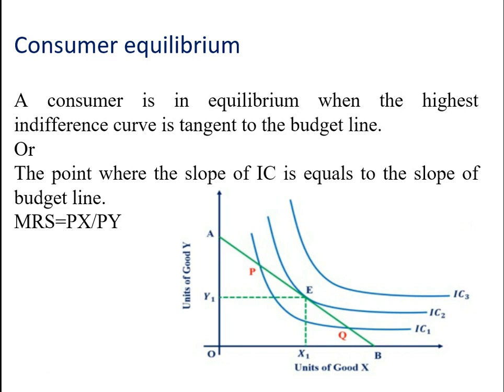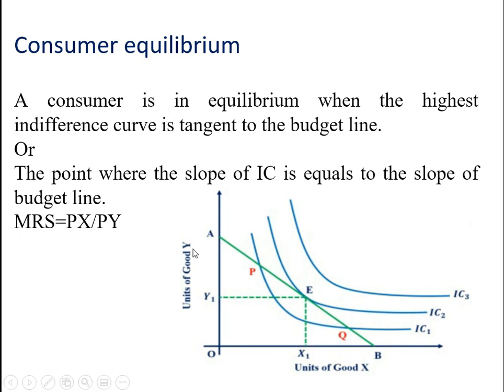So the only option remaining is IC2, where the indifference curve and budget line are tangent to each other. Their slopes are equal. So IC2 is showing the consumer equilibrium under the indifference curve and budget line approach.